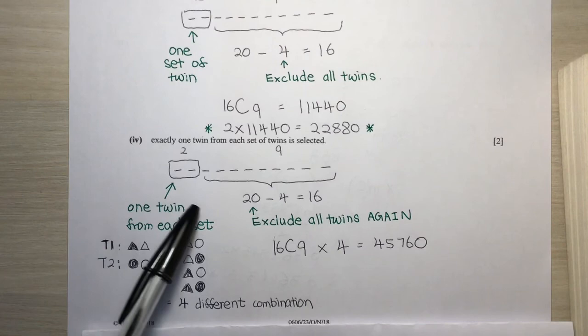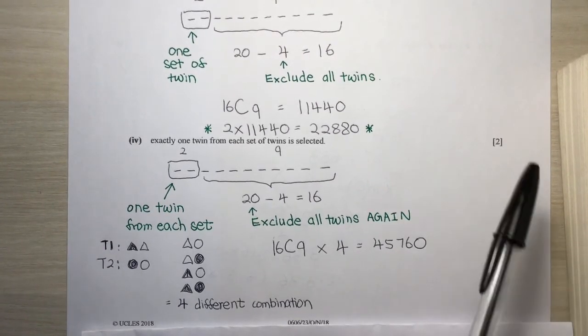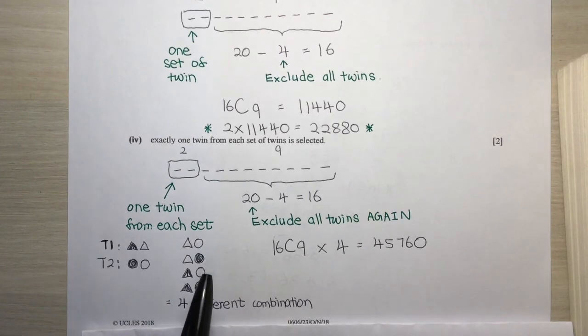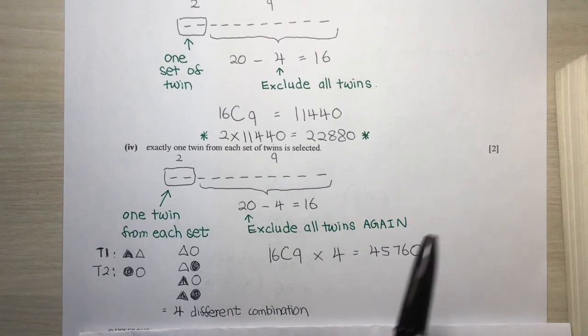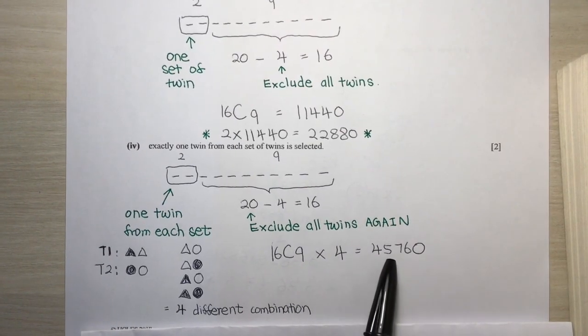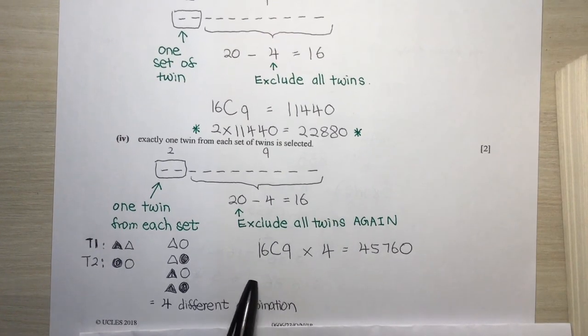This is how you usually will carry out your working for the last question, and it's 2 marks, where 1 mark will be given if you have written down 16C9, and another mark will be awarded if you have obtained the final correct answer if you manage to multiply 16C9 by 4.